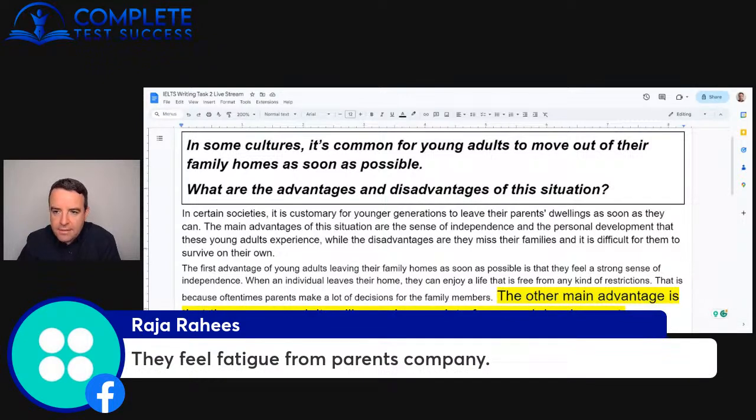They feel fatigue from parents' company. Well, the thing is, Raja, that they're not in their parents' company anymore. They're living on their own. So you would have to focus more on what the situation is now that they're on their own, not what the situation was then. So, you would say the advantage is maybe they feel less fatigue living on their own. So try and focus on what the question is about, not on the other side.